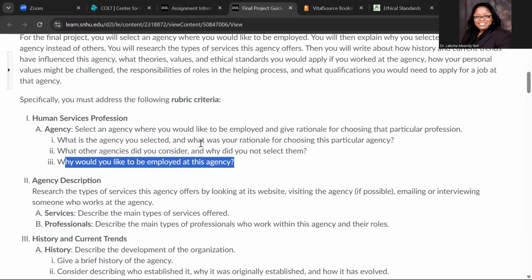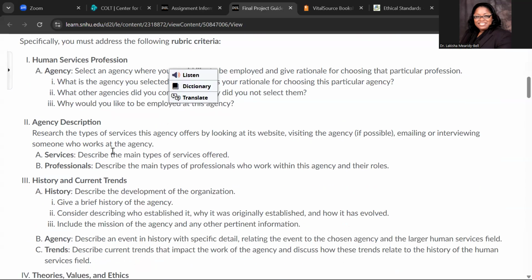All right. So hopefully that helped for that section. Now, when we get to the agency description, anytime you see this word, that means it comes with citation. Make a note of that. Anytime you see the word research, that means that I'm looking for a citation.